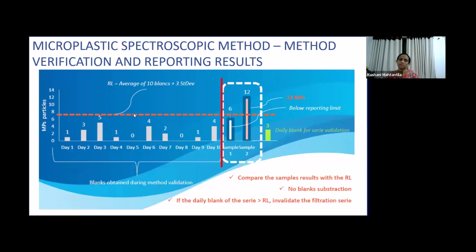So this is one part of method verification and method validation. We add 3 times the standard deviation to allow us to report confidently, increasing the confidence interval up to 95%.